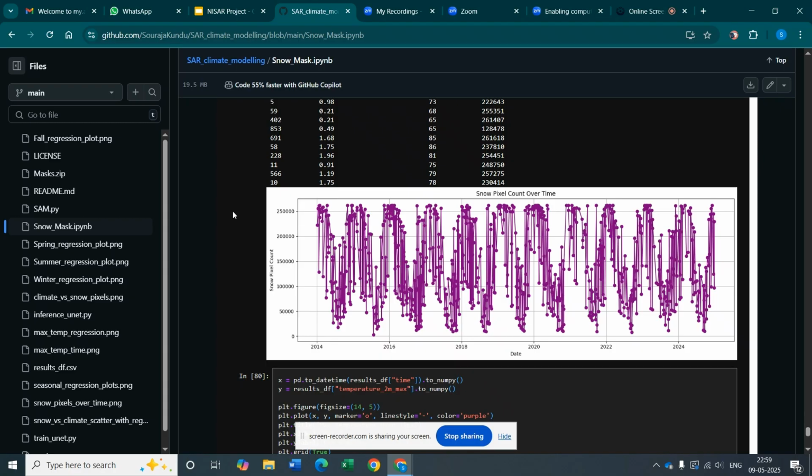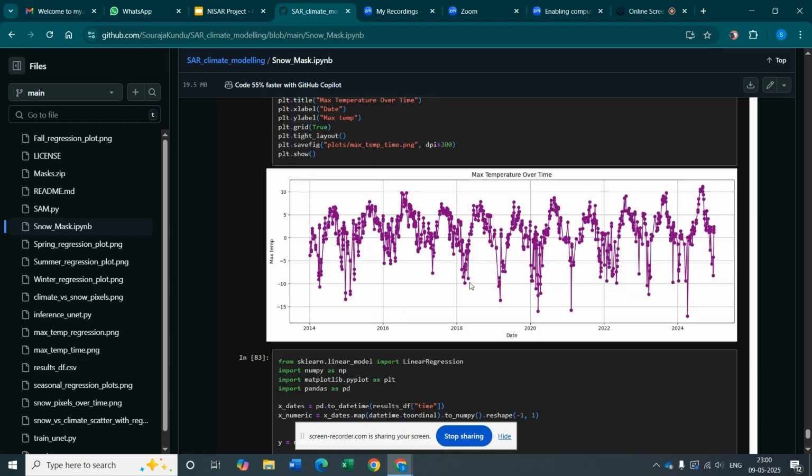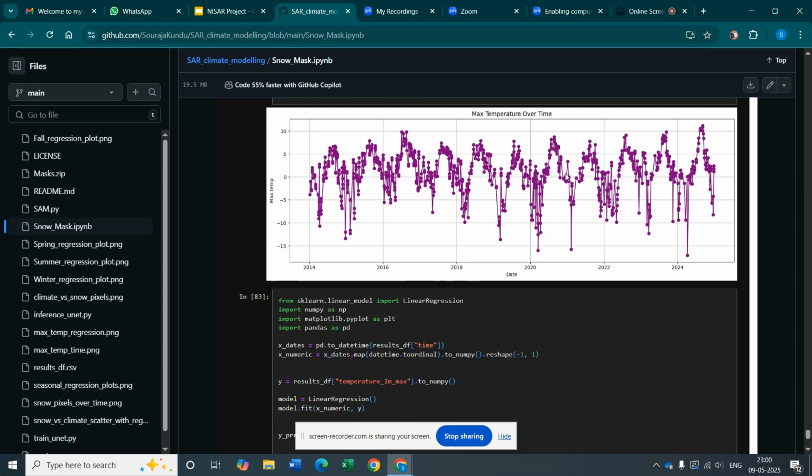Which is very convincing. Another convincing thing is that I plotted the snow cover mask over the year, so I can see periodic variation over the seasons like summer, fall, winter, spring. The snow cover amount also periodically changes. Another thing I plotted is the temperature variation over the years. It is periodic, but it is actually increasing.